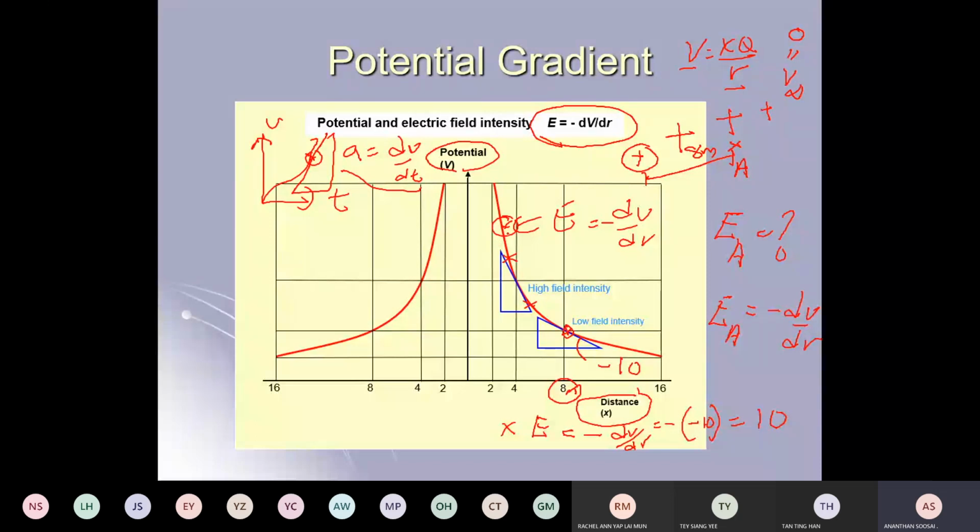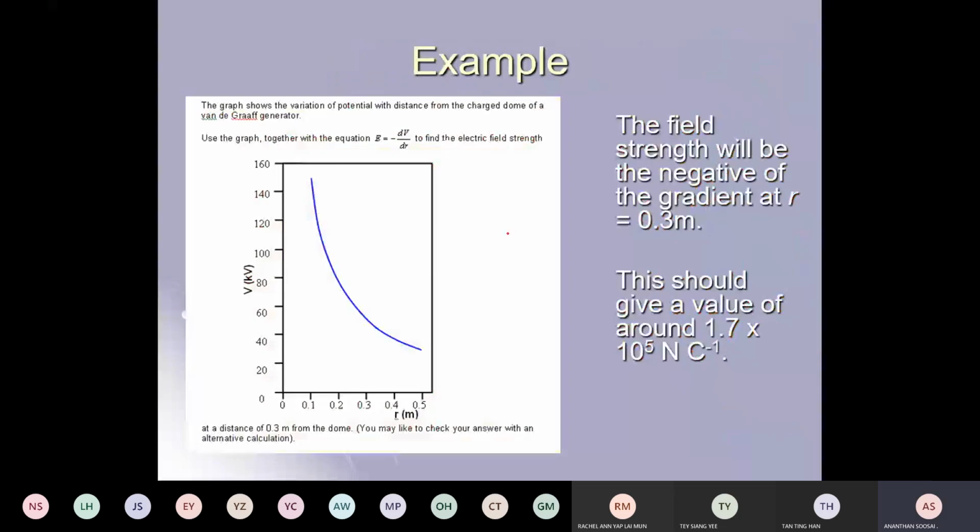Okay. Because a new idea, maybe we can do questions, maybe you can understand. Okay, one example, next slide. Okay, you see one example here. This is V versus R. It's positive, it's curving down. We assume it's a positive charge at the center, curving down.